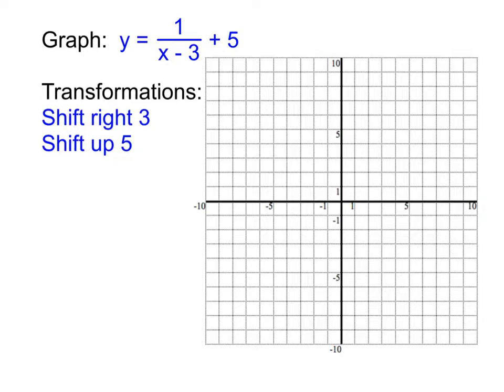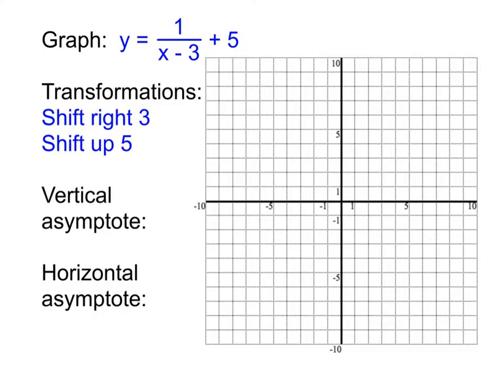Now, I know what the parent function is, and I know what the transformations are. I should now be able to graph it. But of course, this does have some other information in it, the asymptotes. So notice that our asymptotes, they move as well. So my vertical asymptote. Well, first of all, if it's going to be a vertical asymptote, so it's going straight up and down, is that an x equals or a y equals?